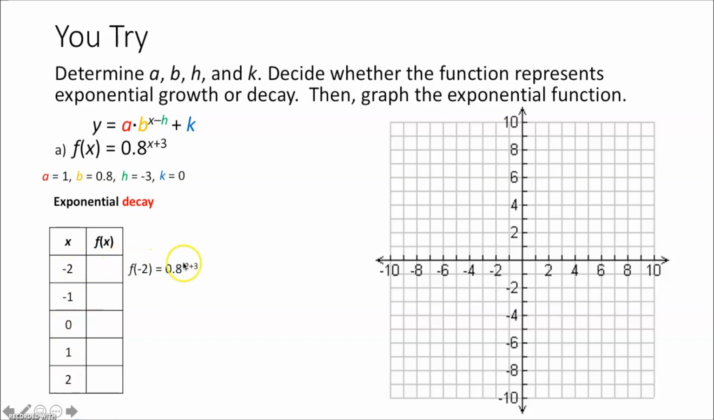If I were to plug in negative 2 for my x value, negative 2 plus 3 is 1, so 0.8 to the first power is 0.8. So that's going to be our y value that goes with negative 2. So we go over to negative 2, up 0.8, and we put a point.